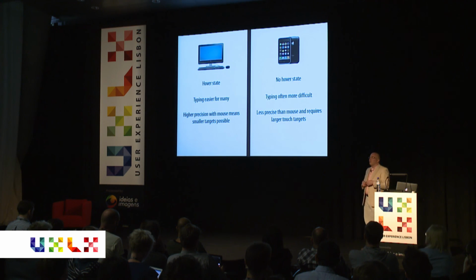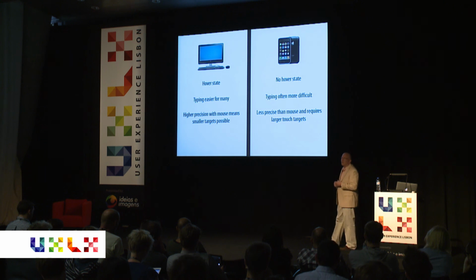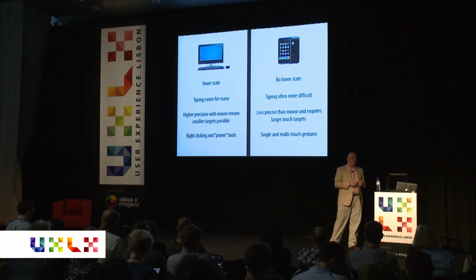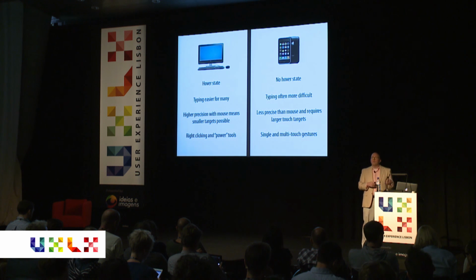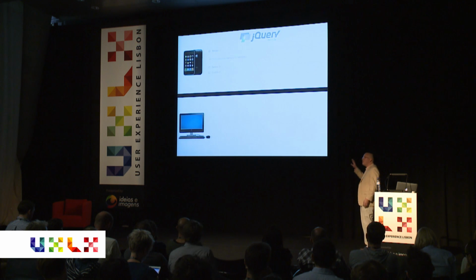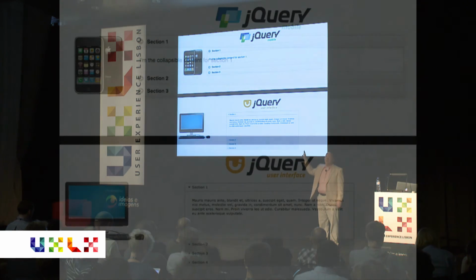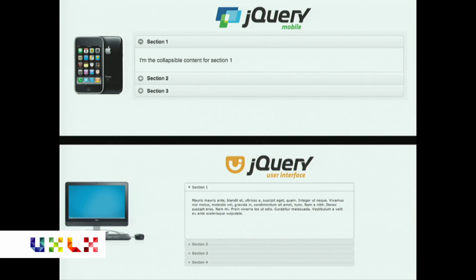This is 100% true, that having a mouse means higher precision, means we can have smaller targets, and that touch means that we need to have bigger targets. And then finally, the fact that we've got right-clicking on mouse and we've got gestures on the iPad. And you can see how these assumptions influence the interfaces, right? You can look at any of those libraries, any of those frameworks, and you can see how they translate into the designs. So jQuery Mobile has larger interfaces, larger text, and jQuery UI, these smaller things.